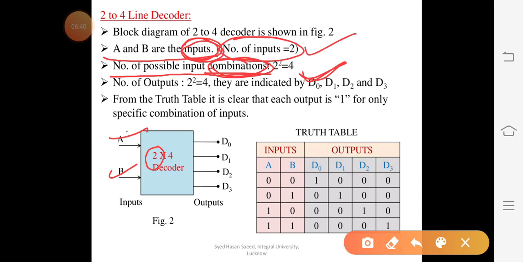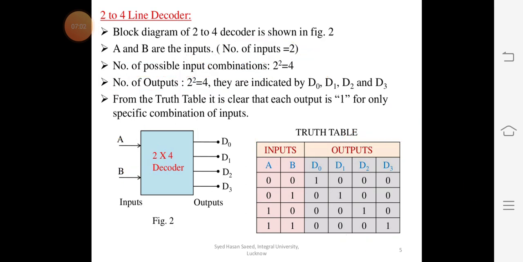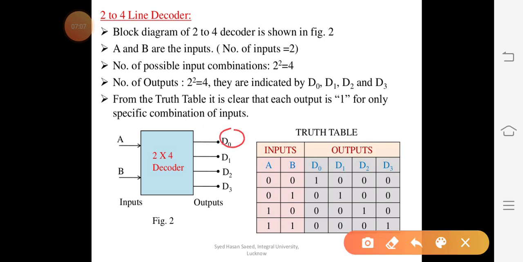Look at this truth table, just leave it, let me discuss the next point first. The number of outputs will be 2 to the power 2, as we have already discussed. If n input signals are there, then 2 to the power n outputs will be generated. So 2 to the power 2 is how much? 4. So 4 outputs will be generated. They are indicated by D0, D1, D2 and D3.